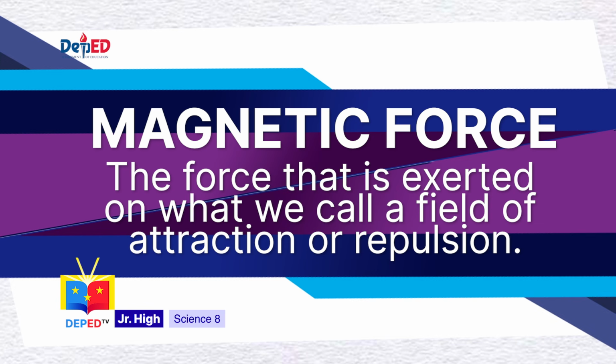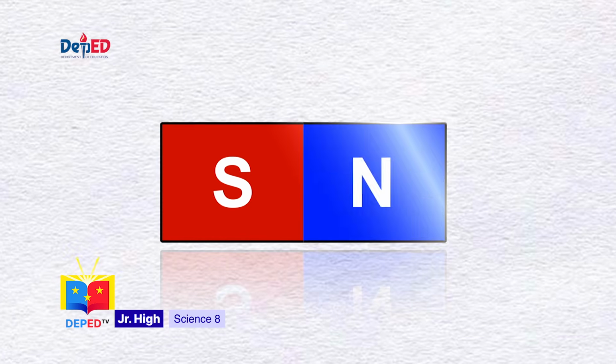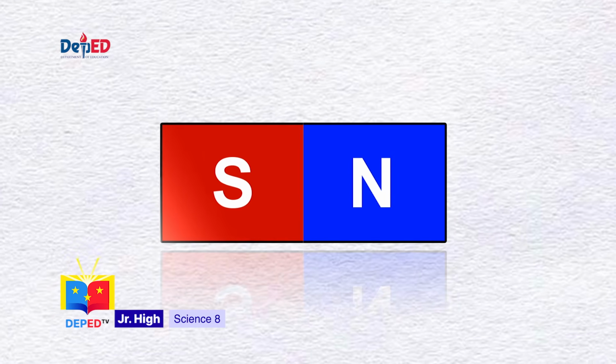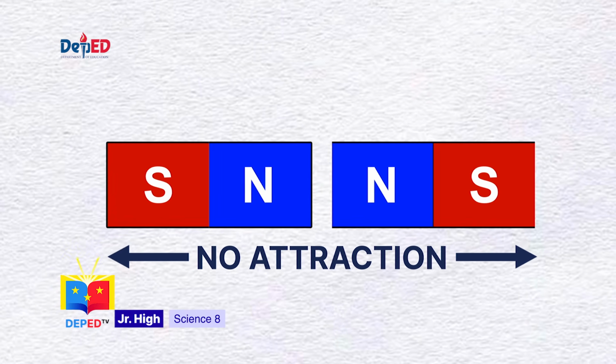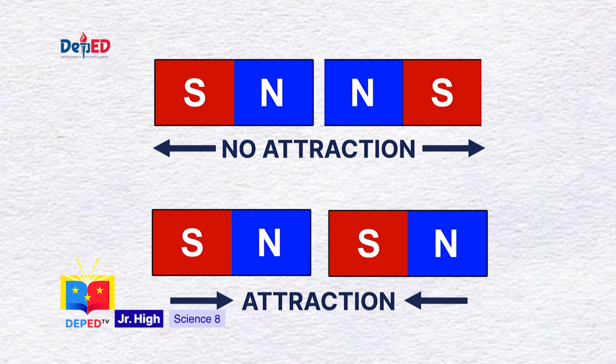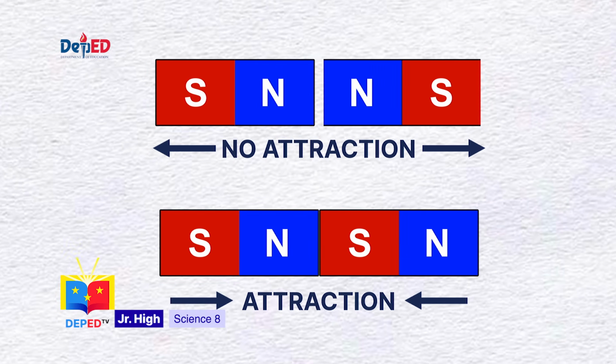Another example of a non-contact force is magnetic force. Magnetic force is the force that is exerted on what we call a field of attraction or repulsion. This force takes place in cases such as between a magnet and a magnetic material. Magnets and magnetic materials have two poles, the North Pole and the South Pole. Attraction of magnetic materials does not take place with the same poles, meaning attraction occurs only between opposite poles.